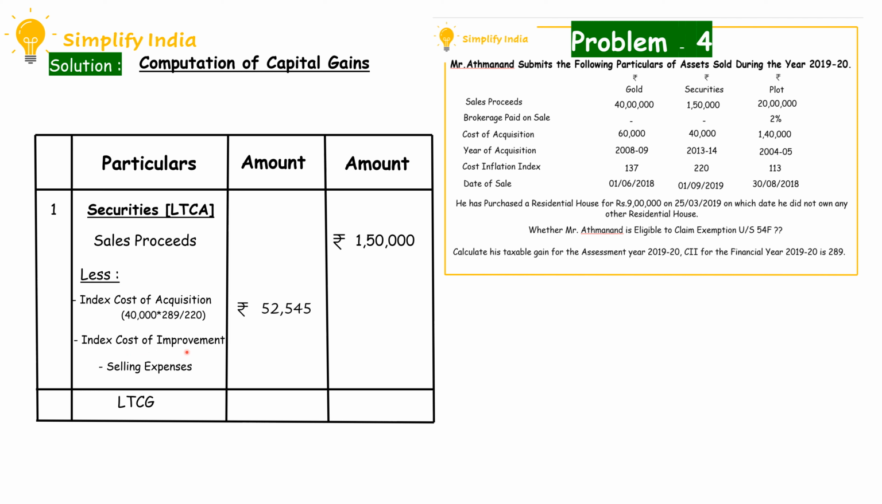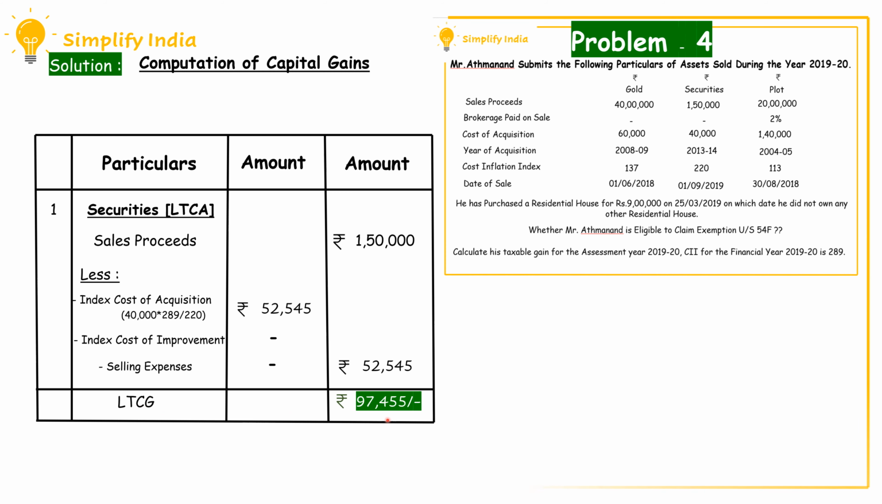Next, we have the index cost of improvement. Here the cost of improvement is not given in the problem, so it is nil. Neither is there any information regarding selling expenses or brokerage, so it is also nil. When we deduct rupees 52,545 from the sale proceeds, that is rupees 1,50,000 minus rupees 52,545, we will get a long term capital gain of rupees 97,455.